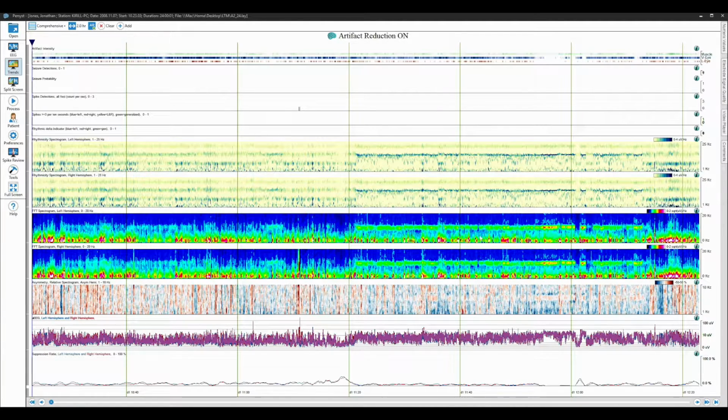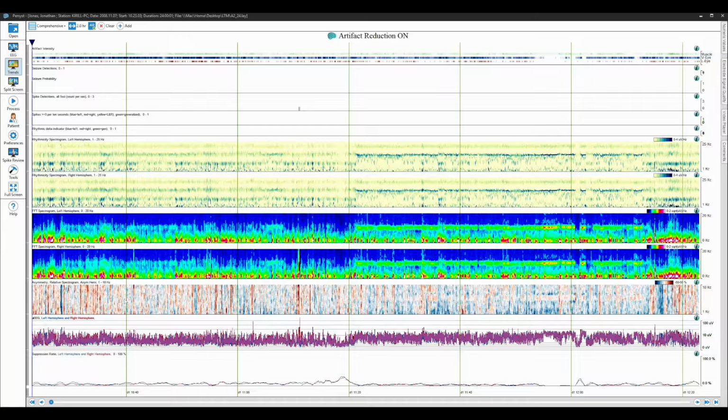The next trend is the FFT. This is sometimes also called CSA. It also goes from low frequency to high frequency, but instead of measuring rhythmic activity, it measures power. Again, there are separate trends for the left and right hemisphere.